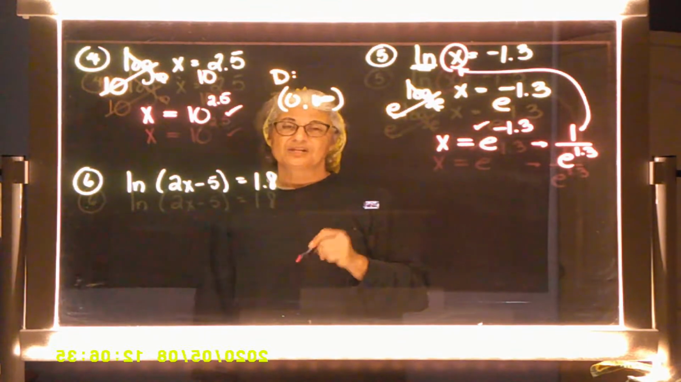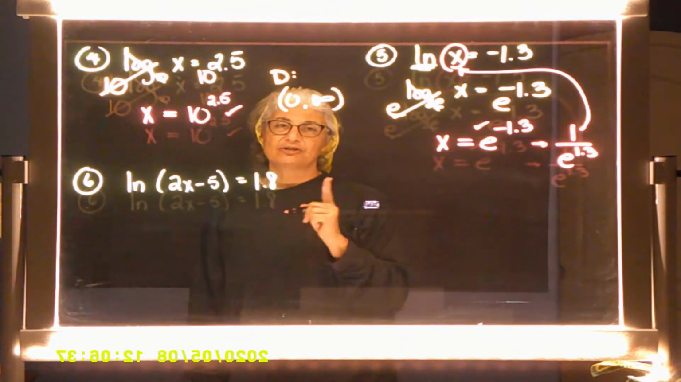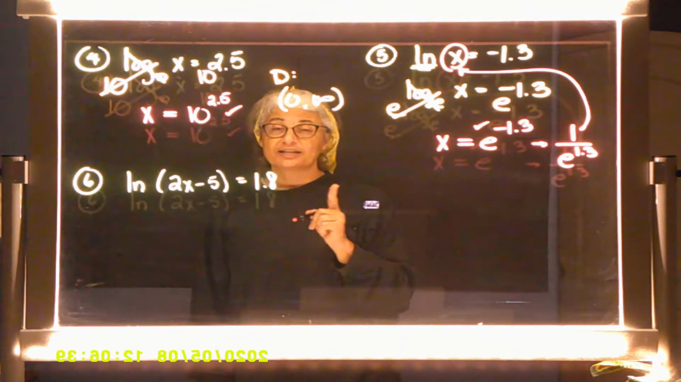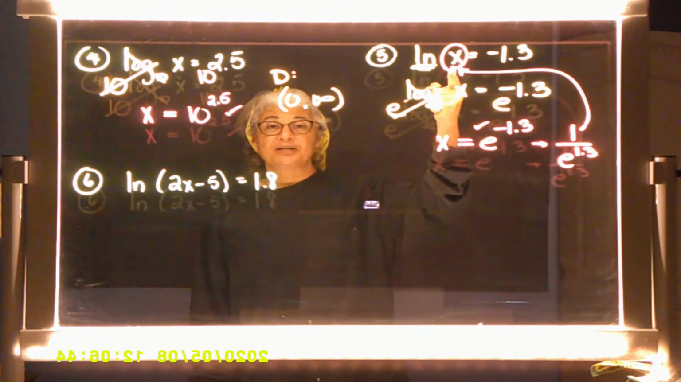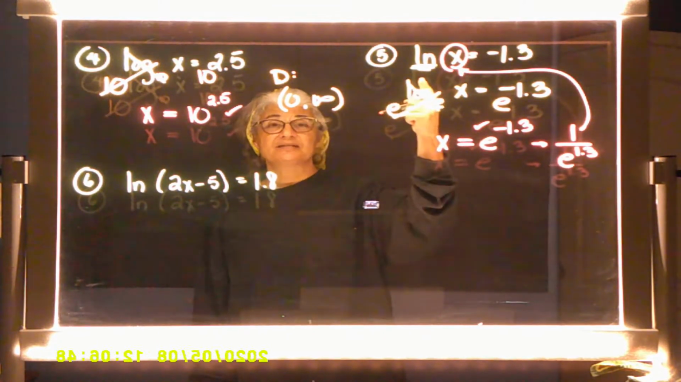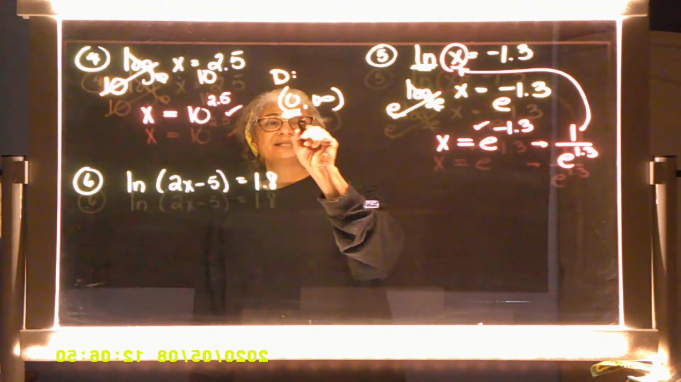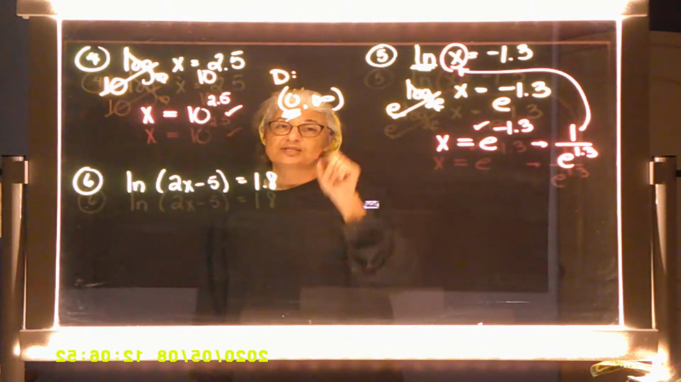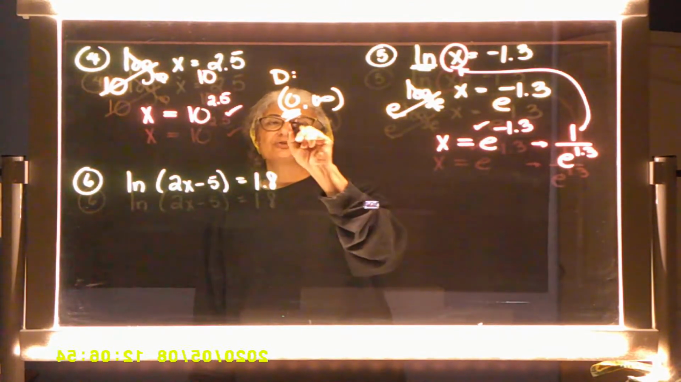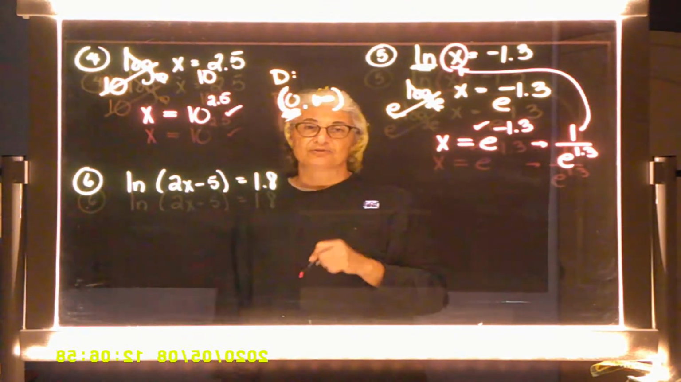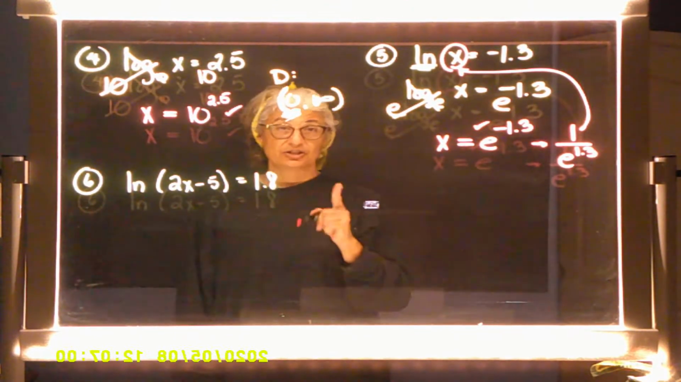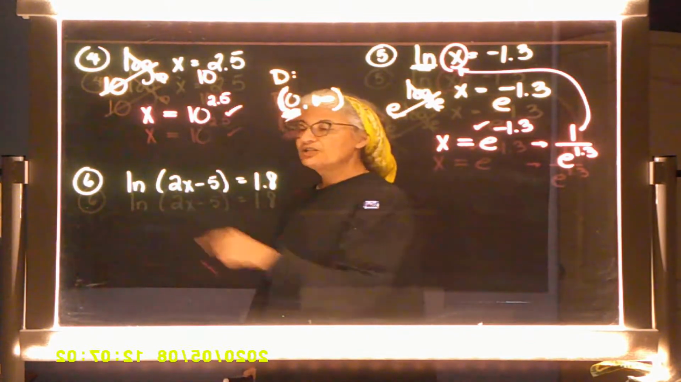Check. This is the one thing you must do on a log equation. When you solve it, you need to make certain that your answers, when you plug them back in, are allowing you to take the log of a positive number because the domain is greater than 0. Pardon me, not equal to 0. Your domain is greater than 0. Remember that parenthesis means greater than 0, not equal to 0. Good? Okay, look at number 6.